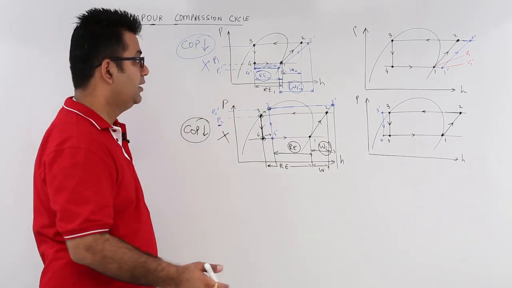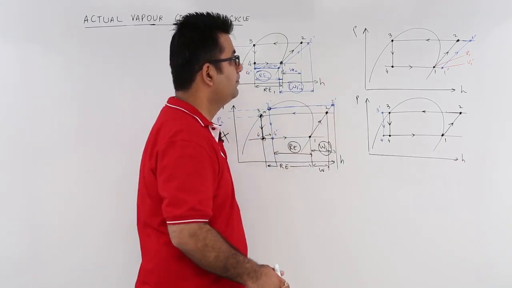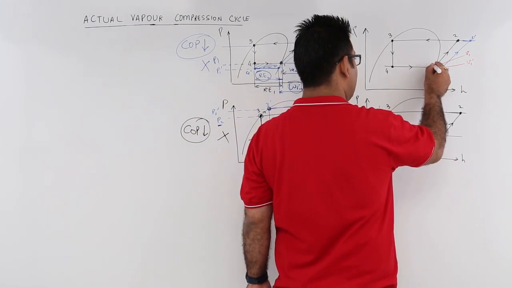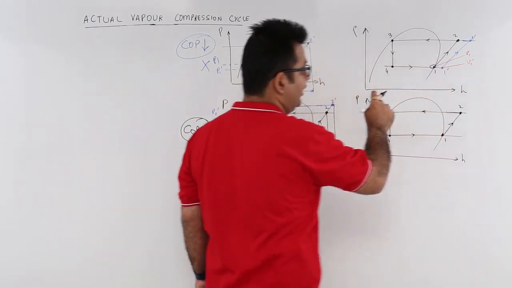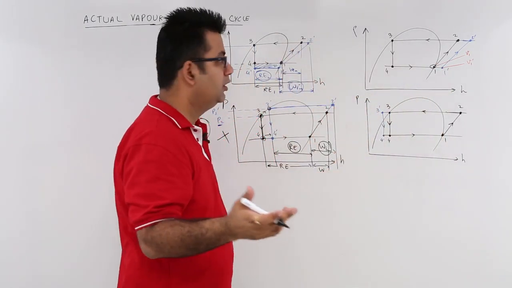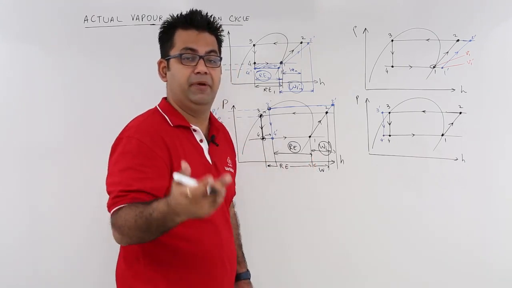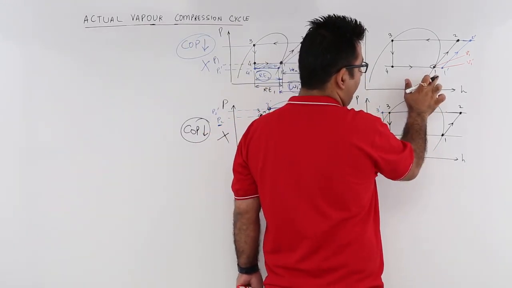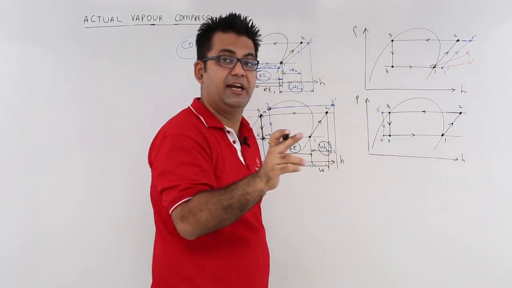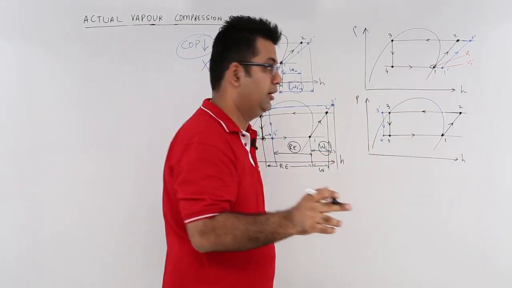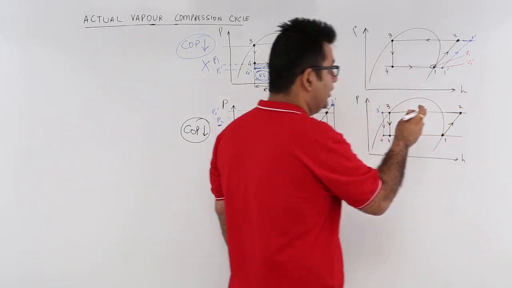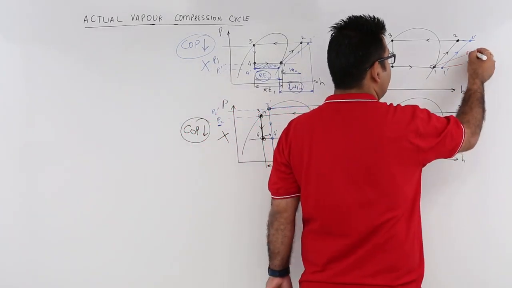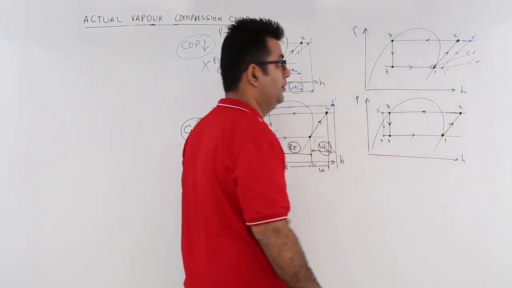Okay. Now let's go to the third effect. In the third effect, what we are doing is, we are increasing the superheat at the inlet of the compressor. So initially your vapor was entering the compressor at state 1, which was saturated, but now the superheat has been increased, so the specific volume also has gone up.